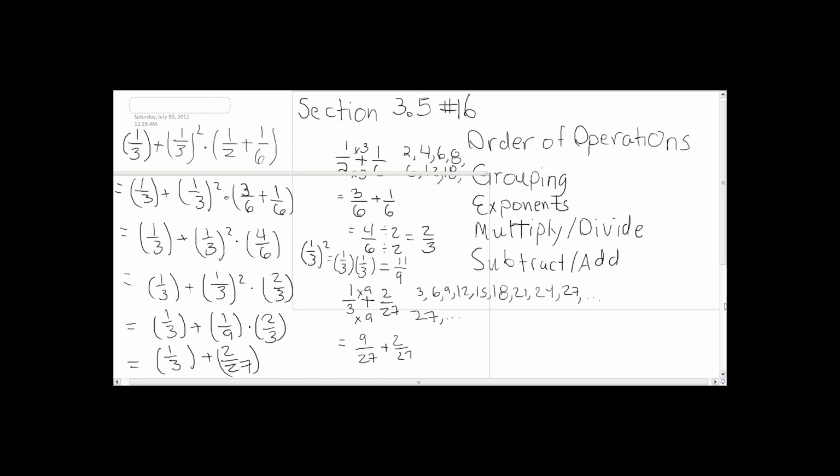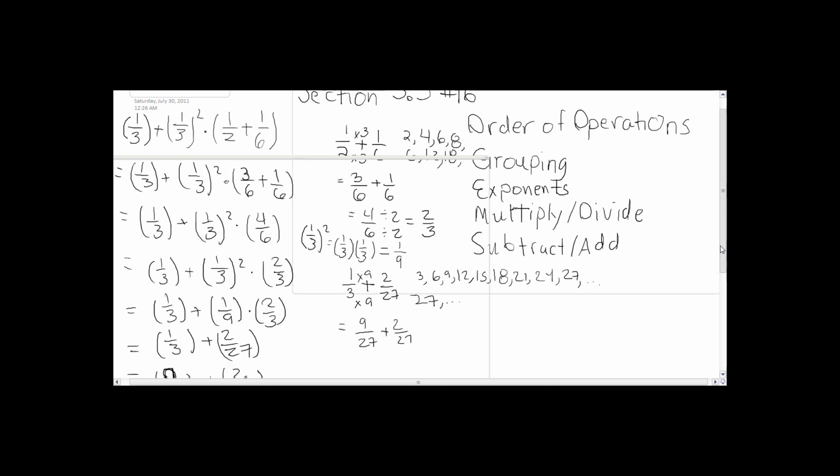And then we have to think to ourselves, what needs to come next? The adding right here or the multiplying right here? Well, we know that multiplying is next on our list. So let's multiply the 1/9 and the 2/3. 1 times 2 is 2, and 9 times 3 is 27. Now we're just left with the task of adding. Now that we have taken care of the grouping, the exponent, and the multiplication, the only thing left is the adding. So we need to add 1/3 and 2/27, which again we need a common denominator.